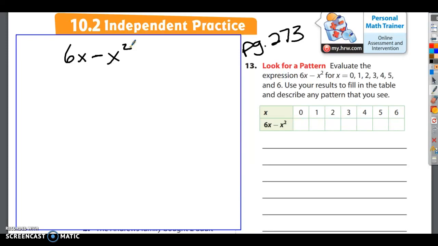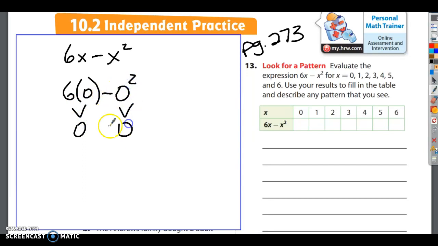What is that asking you to do? Well, it's actually telling you to do like 6 problems here. It's telling you to take this expression right here and replace x with 0. And then do it a second time, replace x with 1, and so on and so forth. So for example, if I replace x with 0, 6 times 0 is 0, minus 0 squared, and 0 squared is 0, 0 minus 0 is 0. That makes a lot of sense. Let's do the next one.